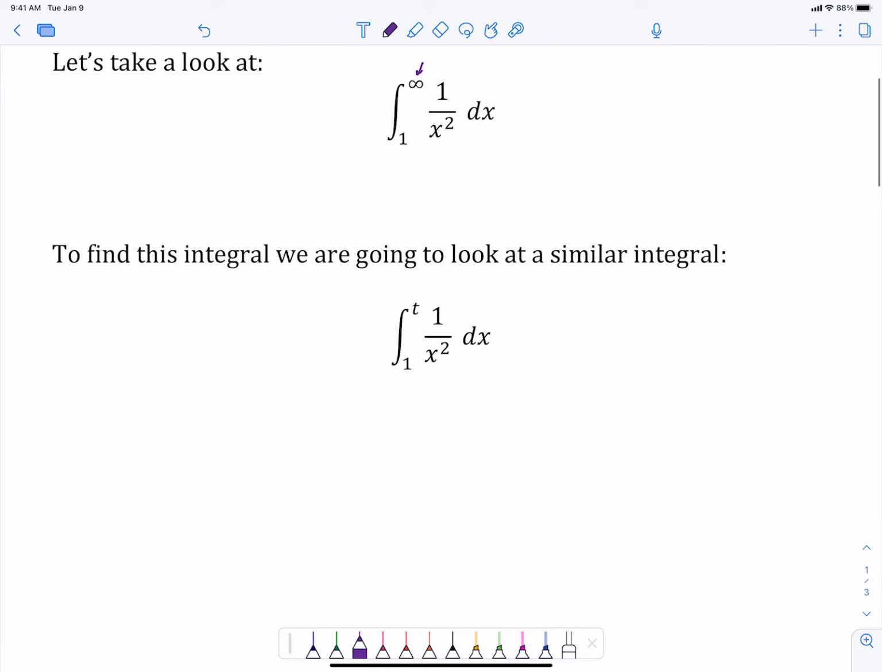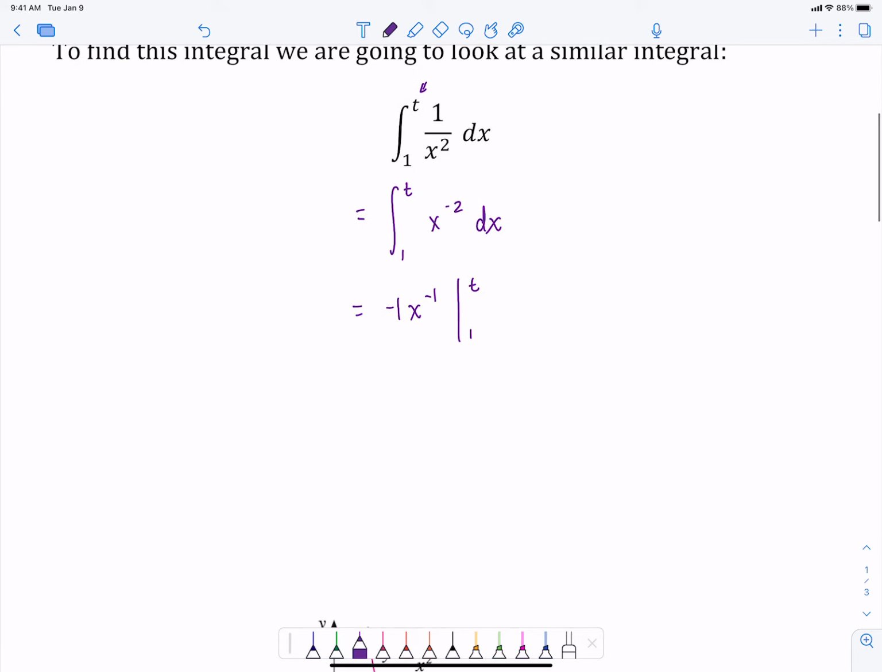So what we're going to start with is taking a look at a similar integral. Instead of having infinity as our upper limit of integration, we're going to have t. That's just standing in the place of any number that's greater than 1. We would take the integral like normal. So this is the integral from 1 to t of x to the negative 2 dx, and we use our power rule and add 1 to our exponent.